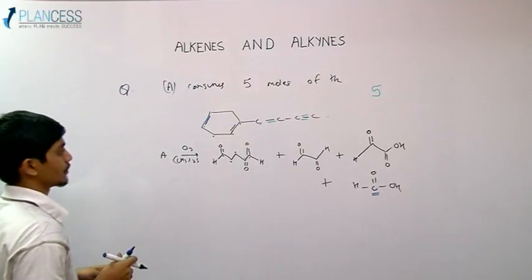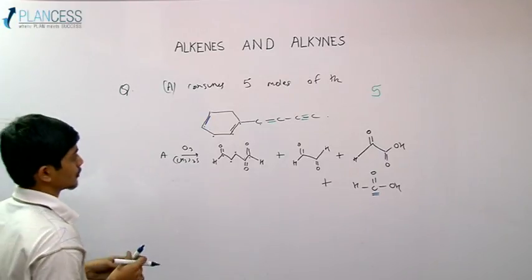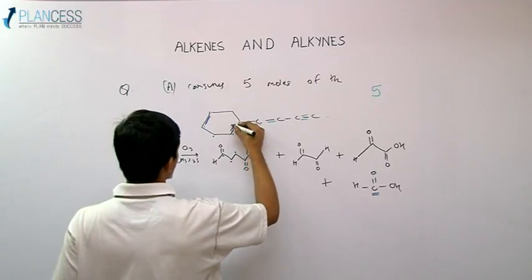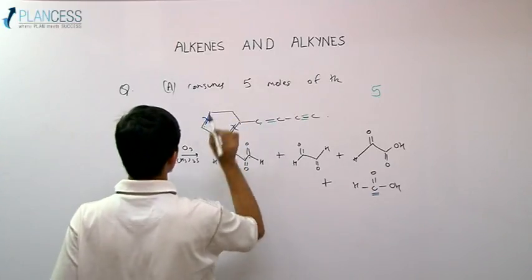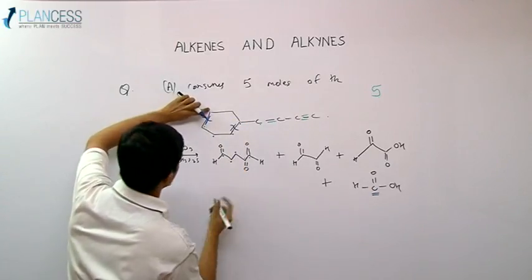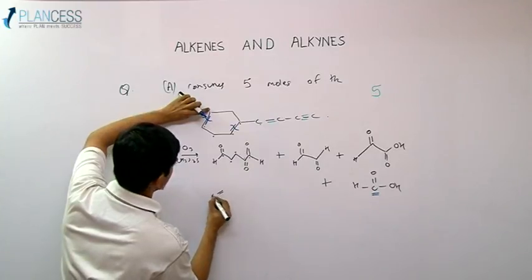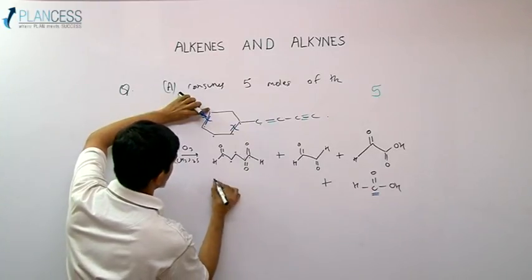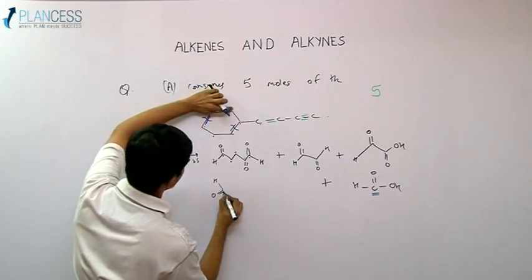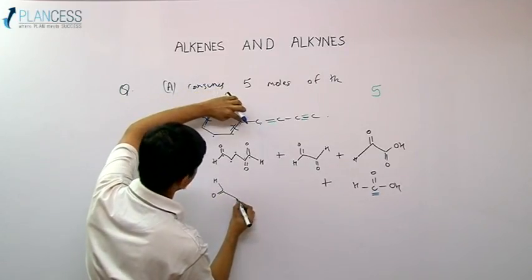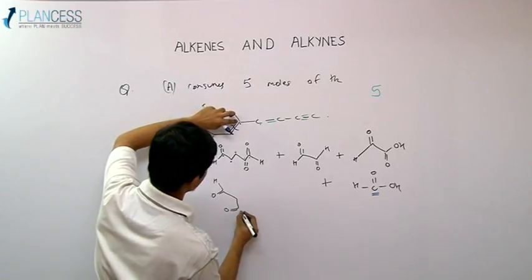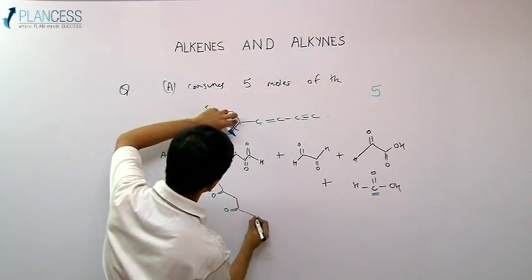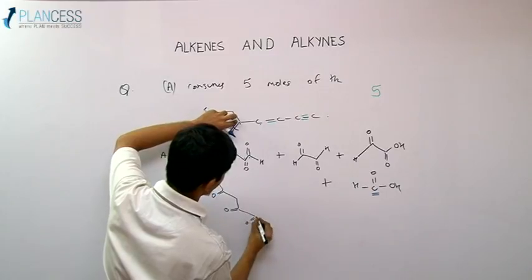Fine. Now to finally confirm our structure, what we do is we break the structure over here and we break the structure over here. Here what do we get? One carbon, double bond O, H. This carbon connected to one carbon. This carbon is connected to another carbon which has got a ketone group, which is connected to another carbon which has got an aldehyde group.